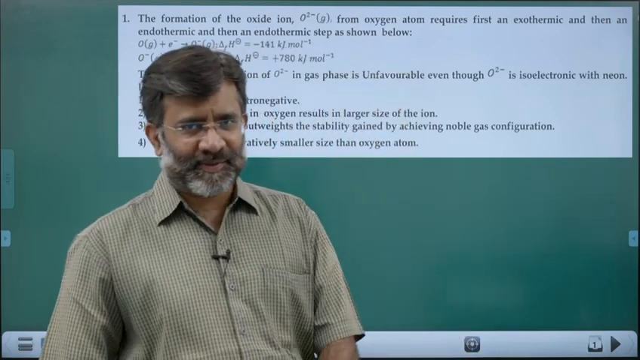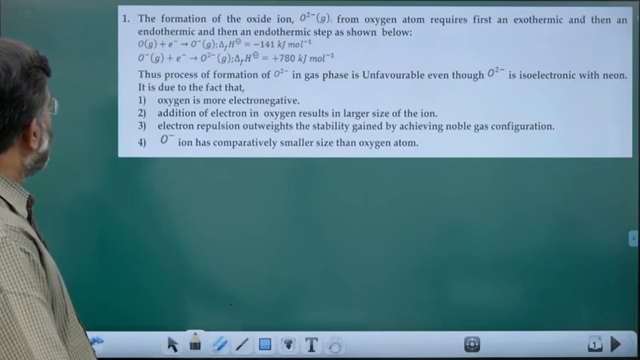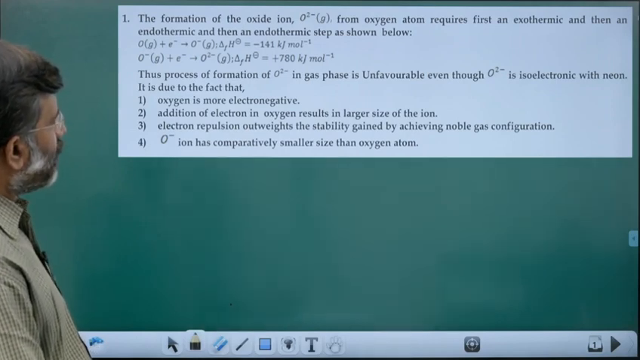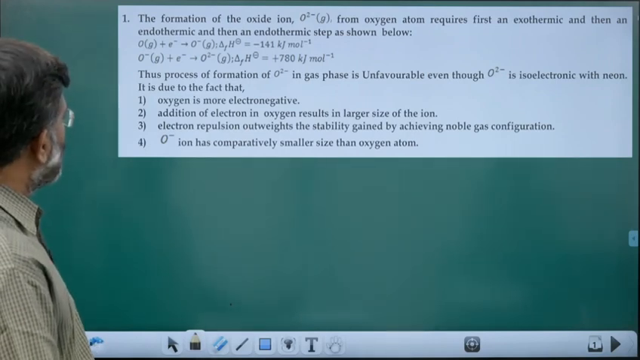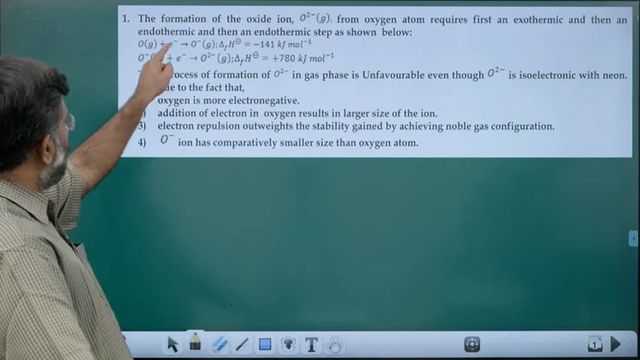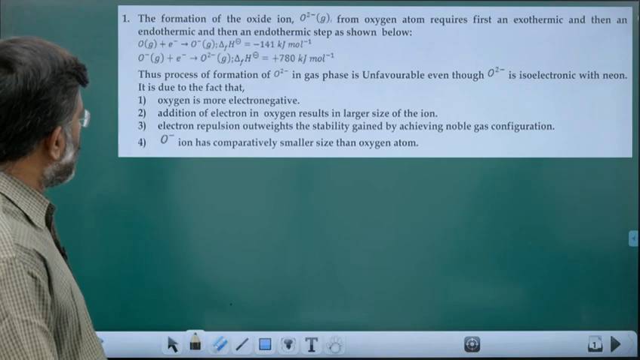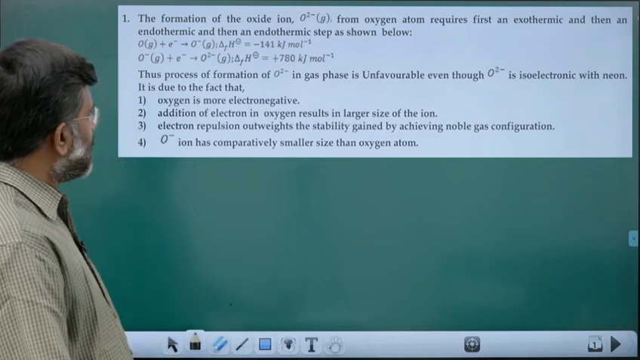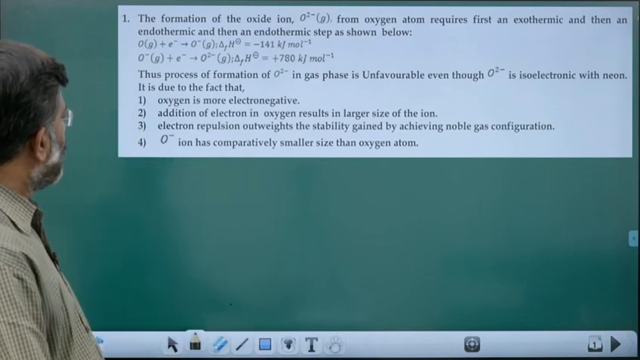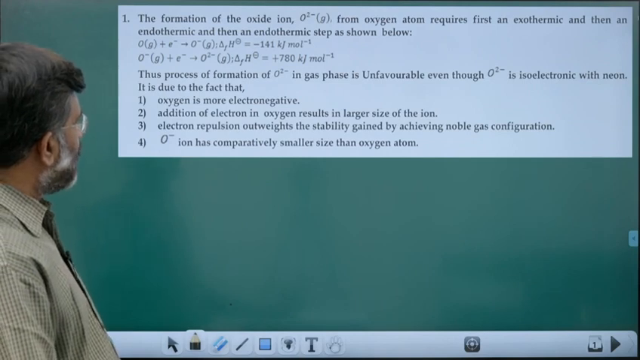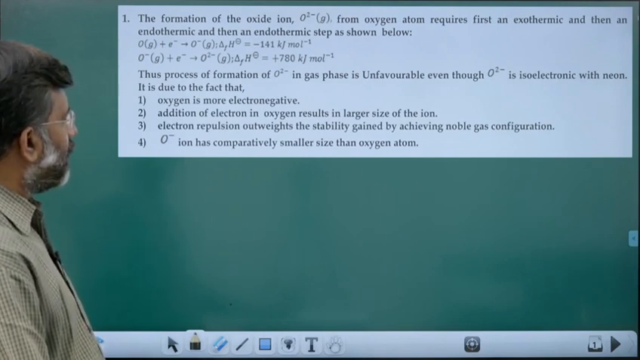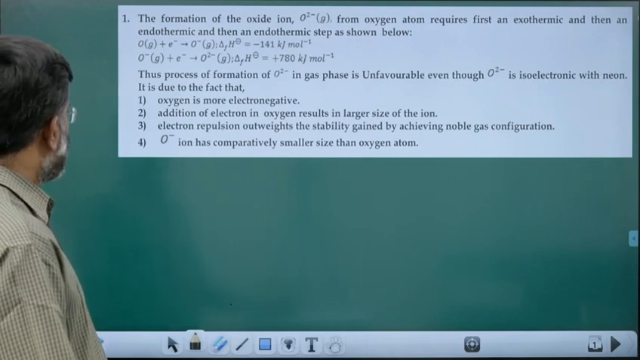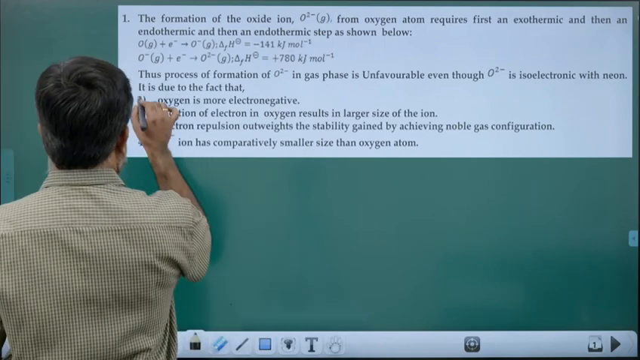Okay, right. First question. Formation of oxide ion from oxygen atom requires first an exothermic and then endothermic reaction. You see the electron gain enthalpy first value is minus 141, while the second value is highly endothermic, plus 780. The process of formation of O2 minus in gas phase is unfavorable even though O2 minus is isoelectronic with neon. The question is, why?